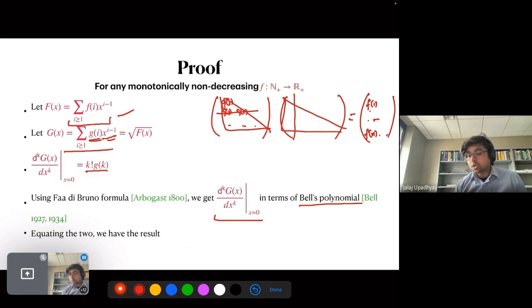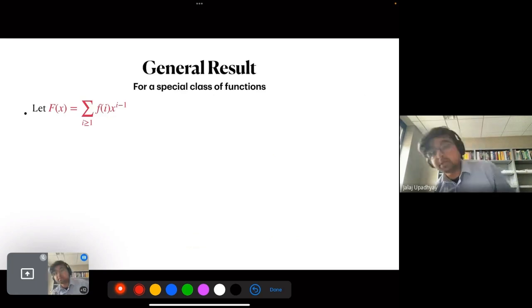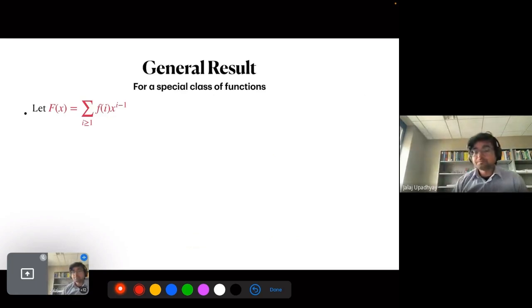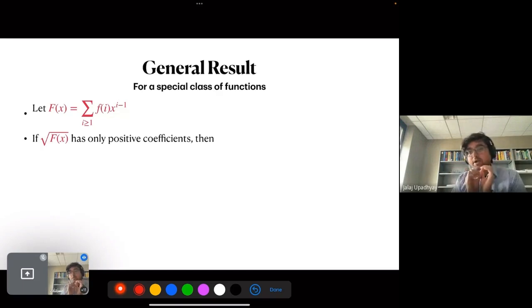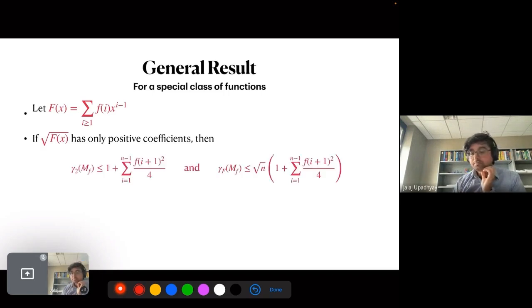However, for our case, I would like to have a simpler expression if possible. So we showed this for a special class of functions, which are of interest to many of us. Basically, if you are looking at polynomially decaying functions, constant functions, or exponentially decaying functions, what can we say? So if the square root of f of x has only positive coefficients, then I can write things much more easily.